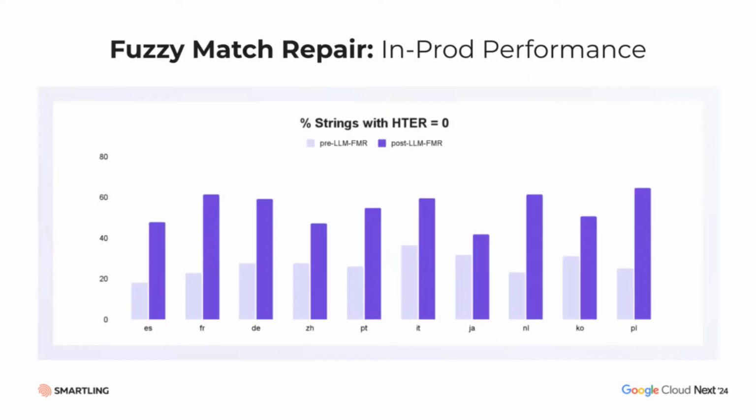So let's move on to the next slide. As you can see, after we've applied fuzzy match repair, HTER, a metric that measures edit distance, shows that the percentage of strings that do not require any edits increases more than twofold. So again, there is pre-application of the Google model, and then post-application. As you can see, it has a significant impact on our customers' ROI and their ability to leverage previous content.